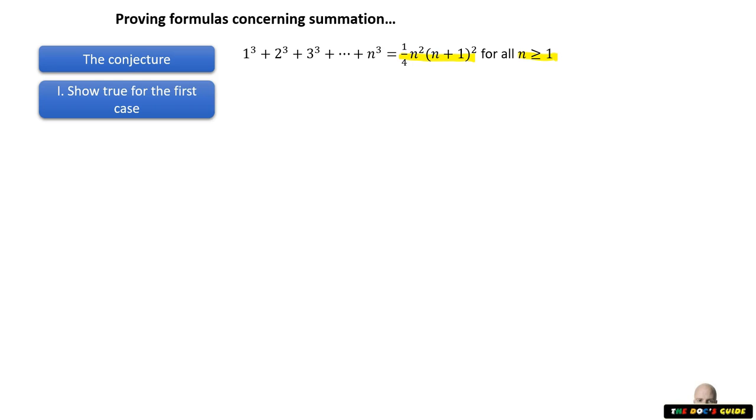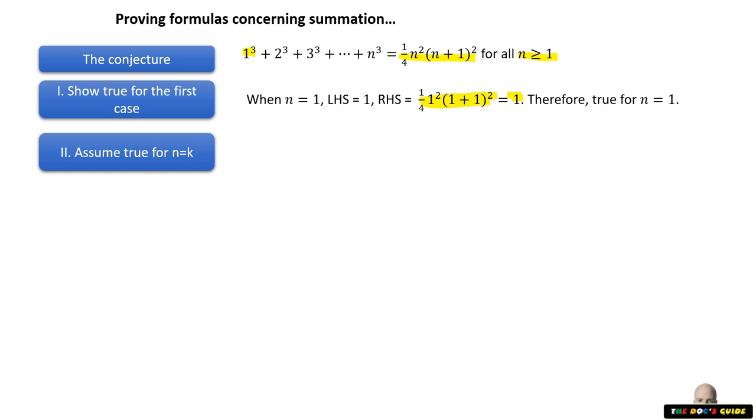So step one is show that it's true for the very first case, the first domino, if you like, in the series. So to do that, when n equals 1, the left-hand side is 1 cubed, and the right-hand side is this expression with a 1 placed in the position of n. So that comes out to be 1. So we know that this conjecture is true for the case where n equals 1.